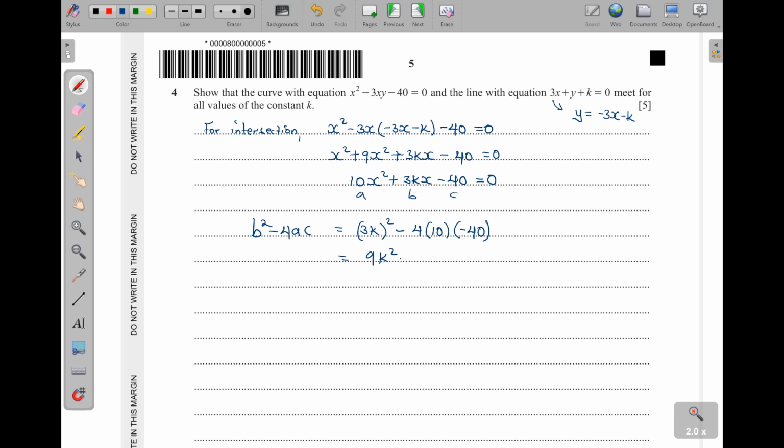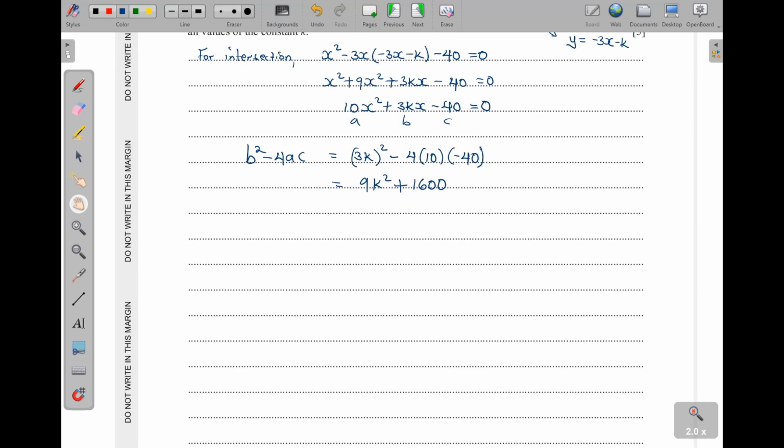Minus 40 times minus 40, that one will give us a positive 1600. Now, what we have gotten here, do you see that here we are having a k squared? Now, for all values of k, this 9k squared will always be greater or equal to 0. When k is 0, that will be 0. Whether you put a negative in here, any negative number you're going to put here and you square, it will automatically turn to a positive.